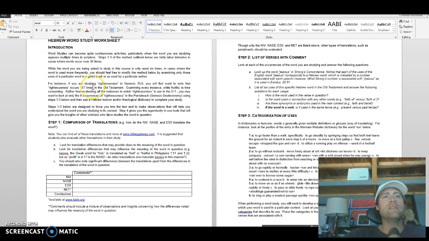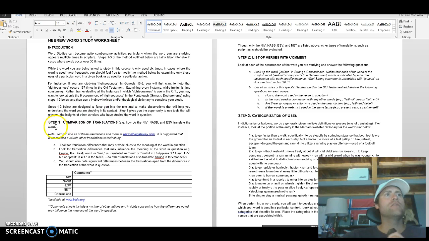So read through this. I'm not going to take all the time to go through this word by word, but the idea is that the first few steps are designed to force you into the text and to make observations that will help you understand the word you are studying in its context. And step 4 then gives you the opportunity to use tools that will give you the insights of other scholars who have studied the word in question.